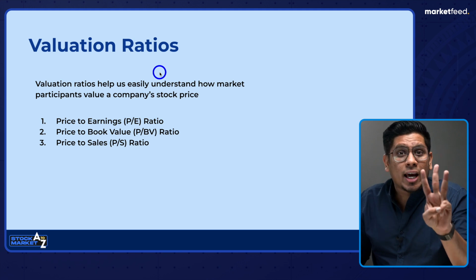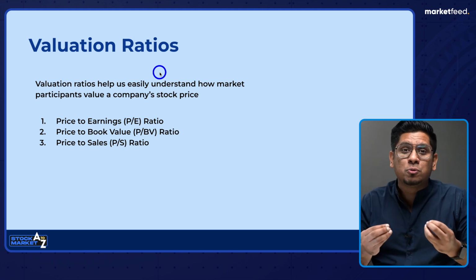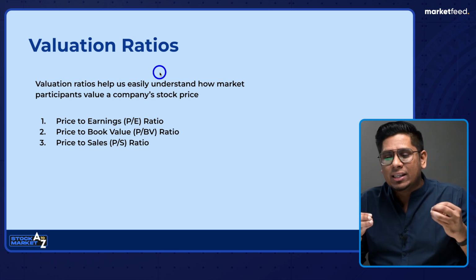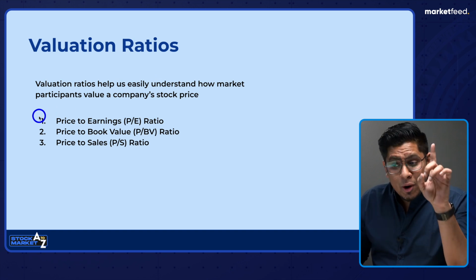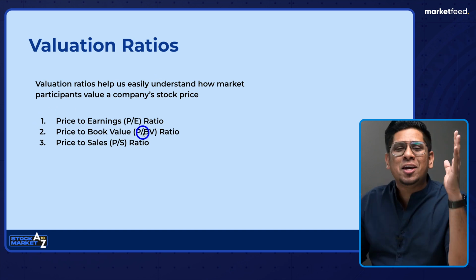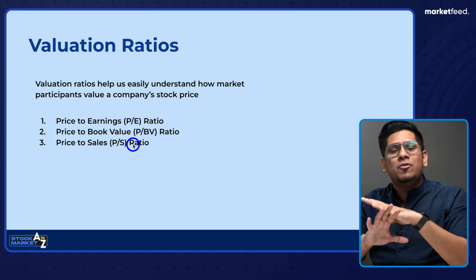So there are three large famous valuation ratios which are mostly used by long-term investors and fundamental analysts, and those three valuation ratios are what we are going to learn today. Number one is the price to earnings ratio, the very famous PE ratio. Number two is the price to book value ratio. Again, a very important ratio.